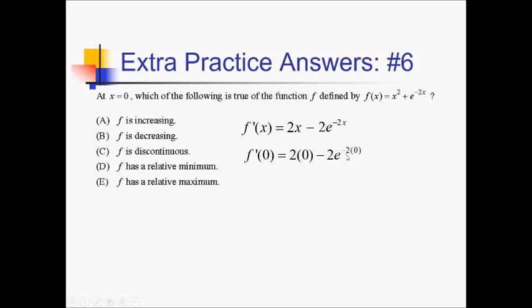If I plug 0 in for all these things, well, 2 times 0 is 0. And then this is going to be, let's see, negative 2 times e to the 0. E to the 0 is 1, so we've really just got negative 2 when the dust settles on all this. Now, the important piece of this for these answer choices is that this is less than 0. It's negative. Since it's not 0 at all or undefined, that means it can't be a min or a max. Since it's less than 0, that tells us that the function is decreasing at x equals 0. So that would be choice B.